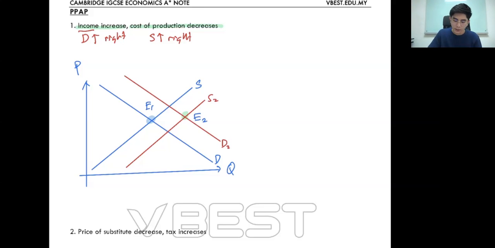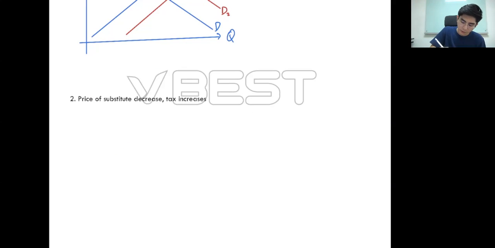All right, let's look at the second question. Price of substitute decreases, tax increases. Again and again, identify factors. So this is a demand factor. Price of substitute decreases. Your competitor is selling at a cheaper price. So what happened to your quantity demanded? Of course, you have lower demand. So what happened when your tax increases? Tax increases, increasing the cost of production, so your supply decreases.